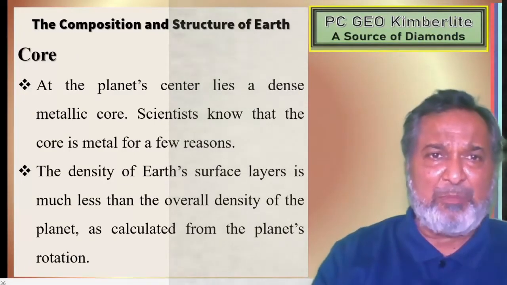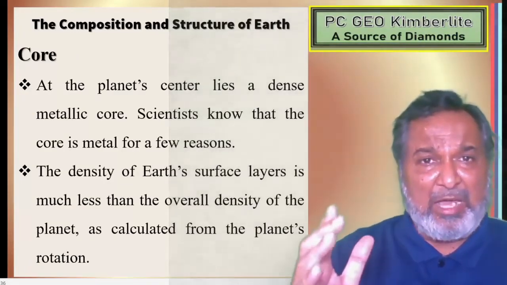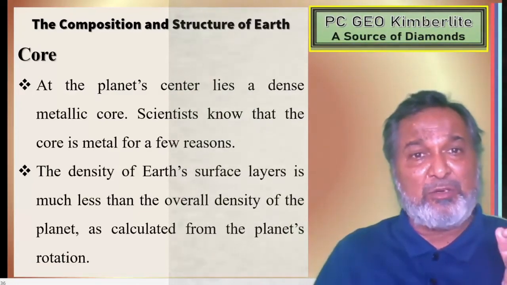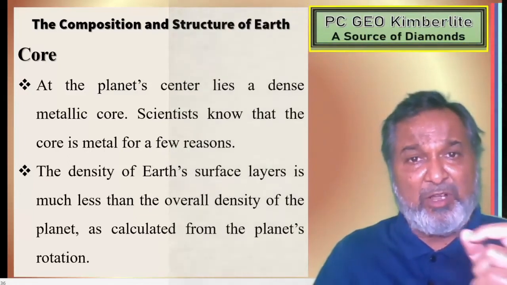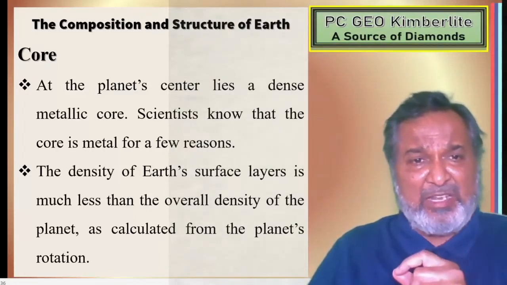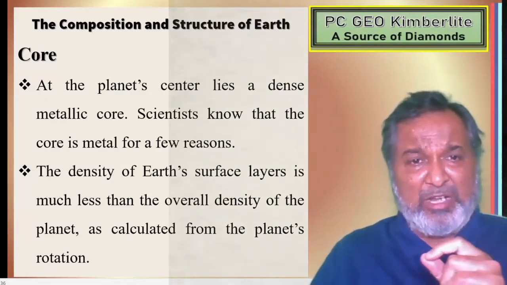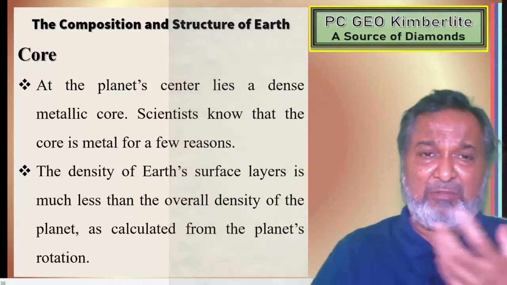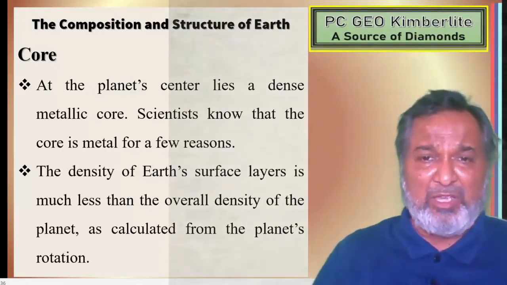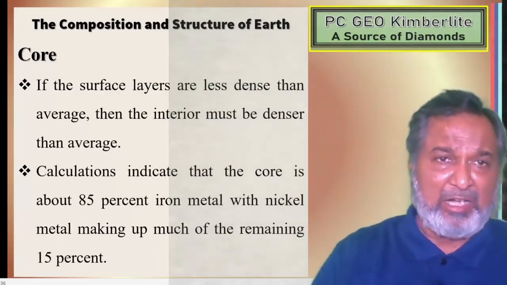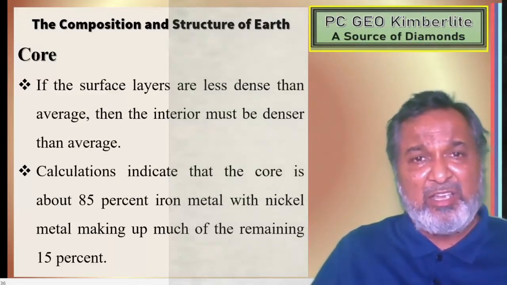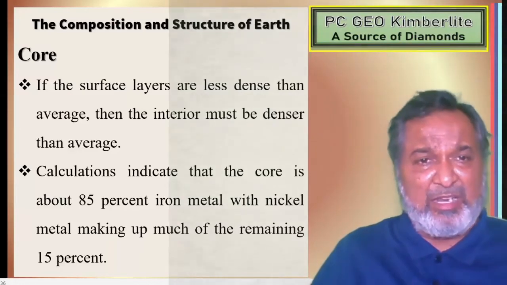Now come to the next part, which is the core. At the planet's center lies a dense metallic core. Scientists know that the core is metal for a few reasons. The density of the Earth's surface layer is much less than the overall density of the planet, so a high density material must be at the core compared to the crust. If the surface layers are less dense than average, then the interior must be denser than average.